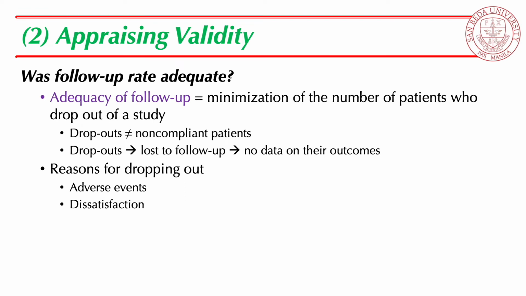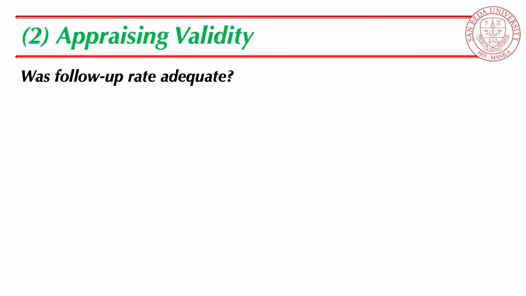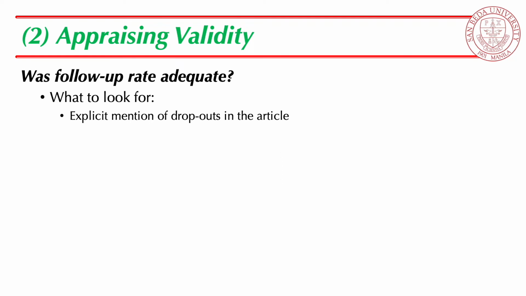Dropouts usually leave the study because of adverse effects of the investigational treatment or because of dissatisfaction. The greater the number of patients lost to follow-up, the more the study validity is threatened. To address this question, we need to look for explicit mention of dropouts in the article. That should be the minimum requirement in the manuscript itself.